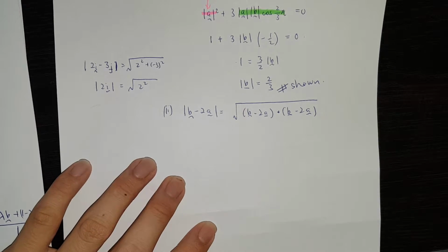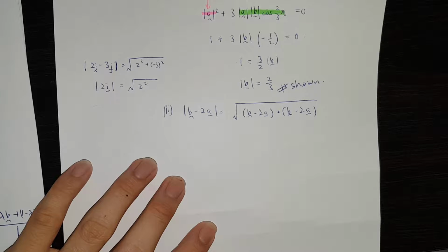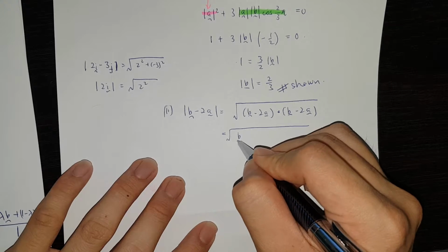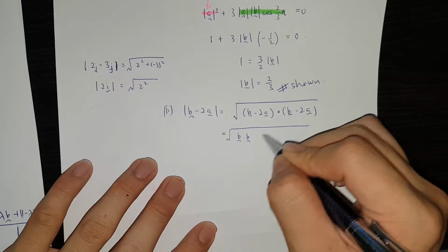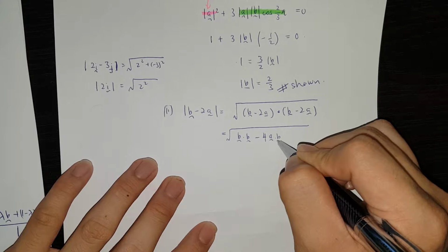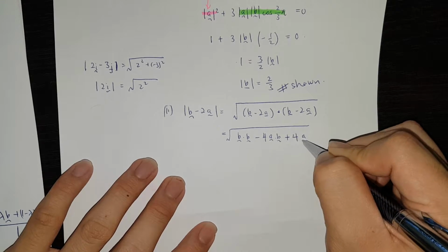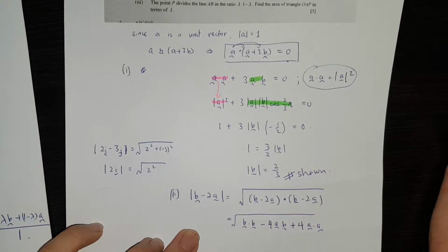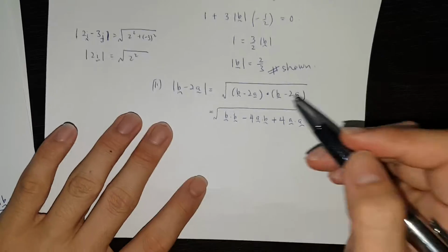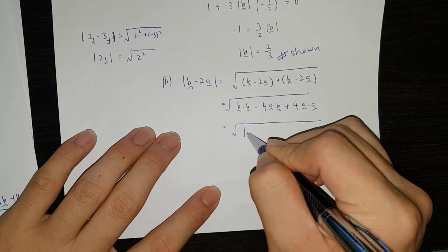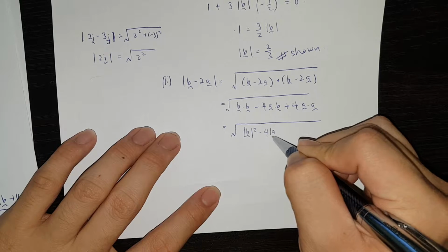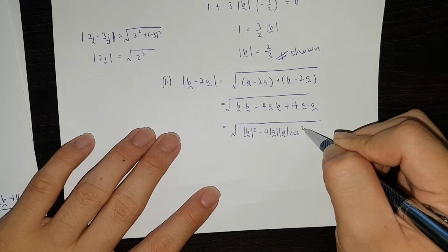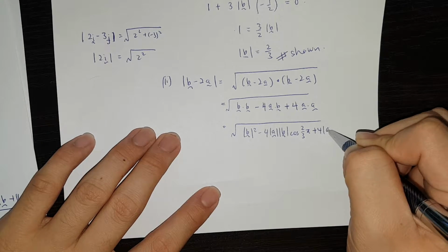So from here, we're just going to expand it. You get b dot b, just normal expansion, minus 4a dot b plus 4a dot a. So using a similar formula, you know that b dot b is actually mod b squared minus 4 mod a mod b cos 2 third pi plus 4 mod a squared.